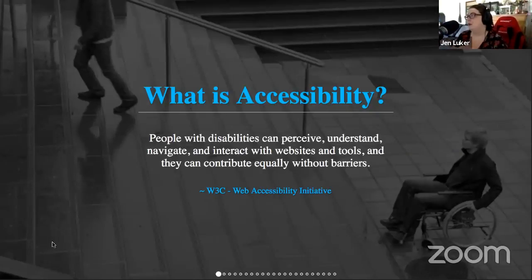So what is accessibility? People with disabilities can perceive, understand, navigate, and interact with websites and tools, and they can contribute equally without barriers. So when you're talking about accessibility, it's not just being in a wheelchair, it's not just being blind, it's not just being deaf. It's allowing everyone to interact with the web in an understandable and fluid fashion.